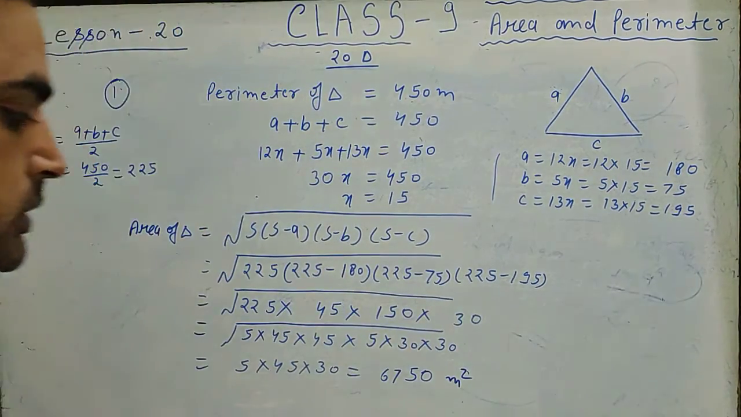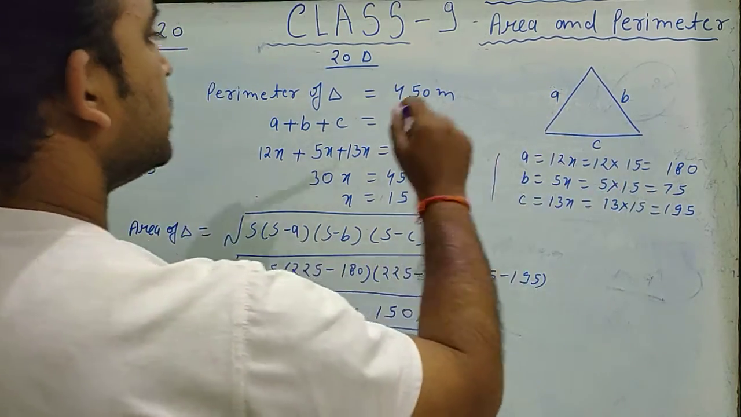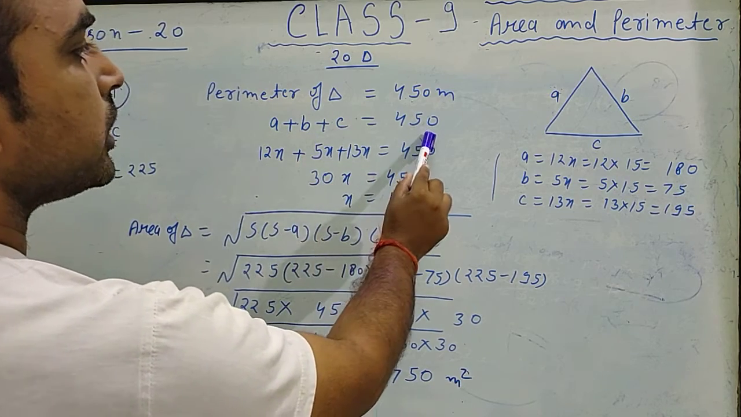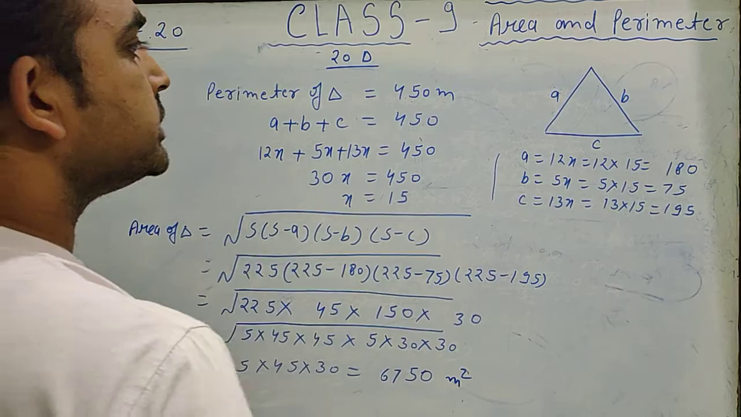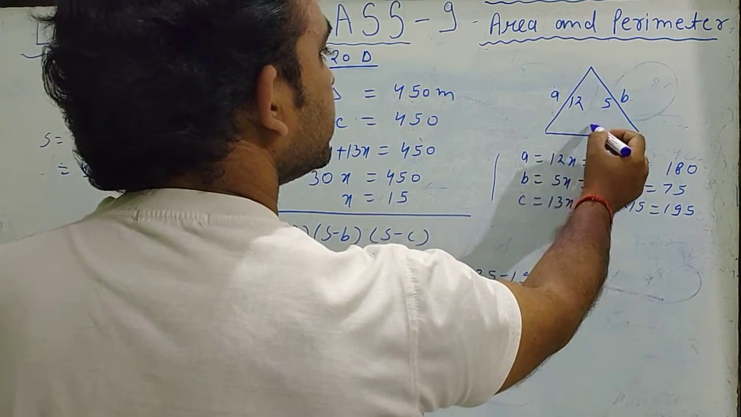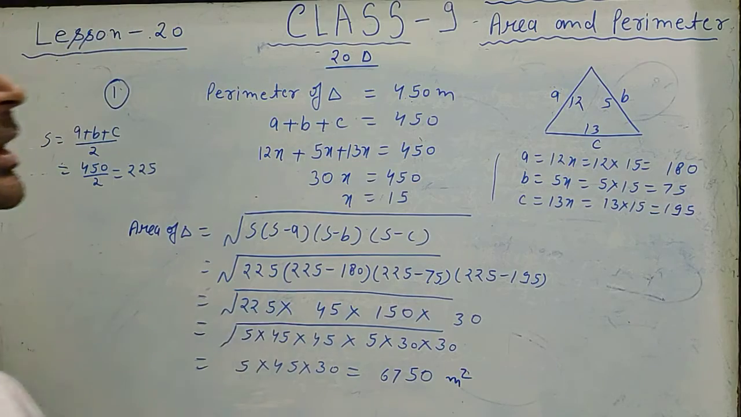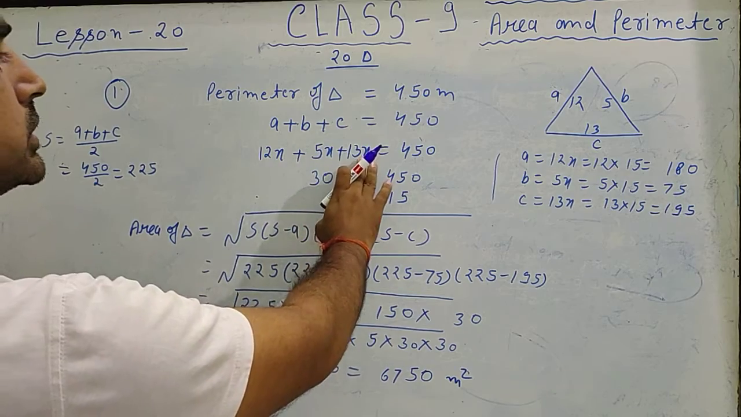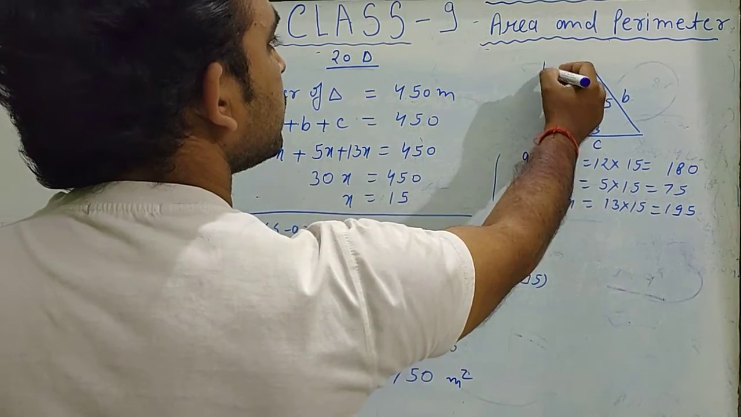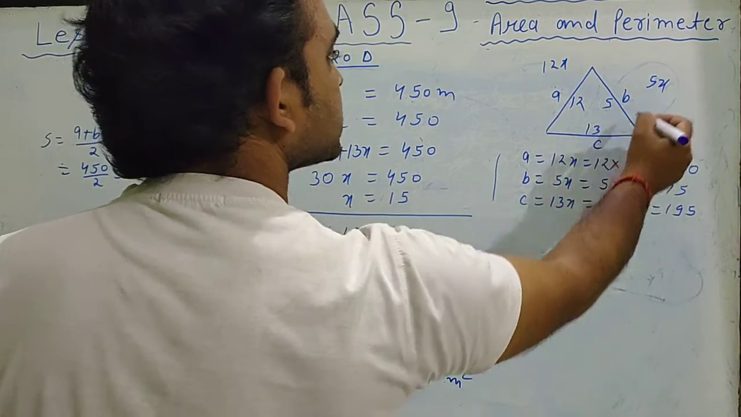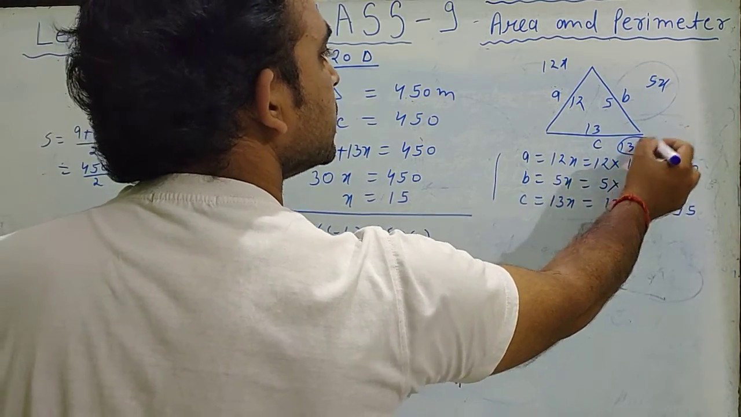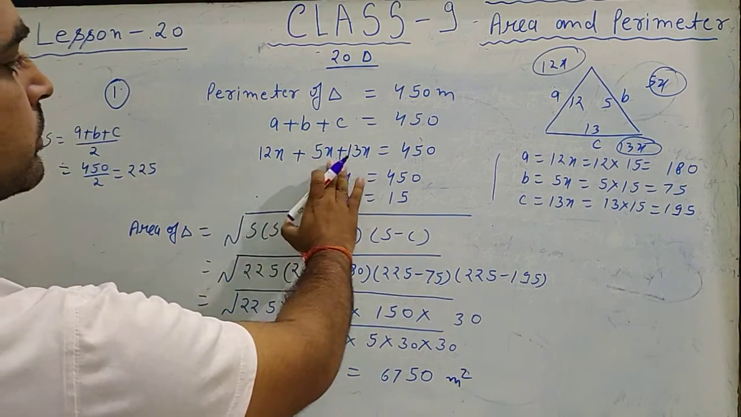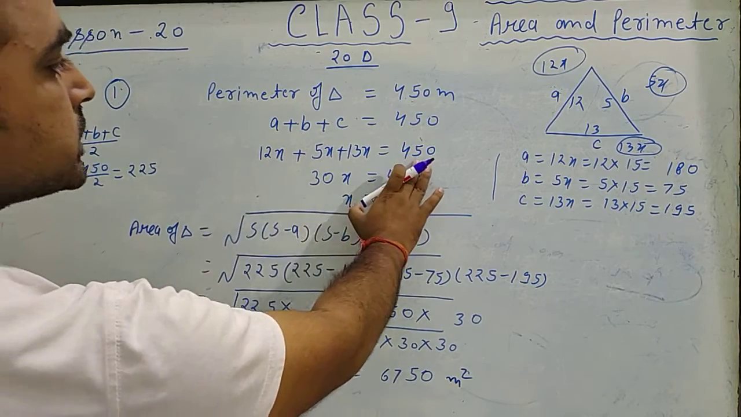Okay. So suppose the sides of the triangle are A, B, C, and the perimeter of the triangle is given as 450. Perimeter means the sum of all three sides is equal to 450, and the ratio is given 12:5:13. So we can take A is equal to 12x, B is equal to 5x and C is equal to 13x, because all three sides are given in the ratio 12:5:13. So the sum is 450 because the perimeter is given 450.